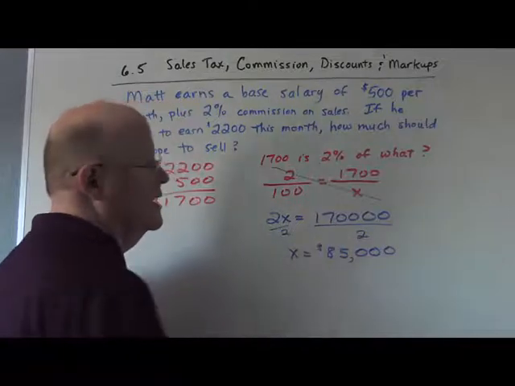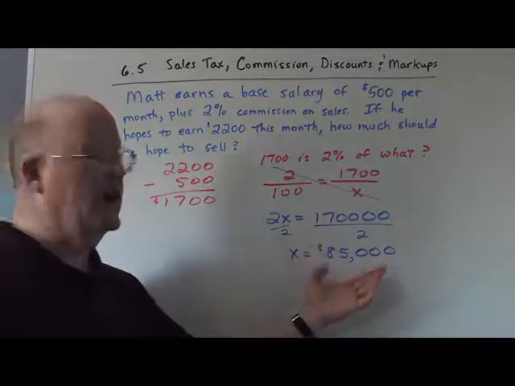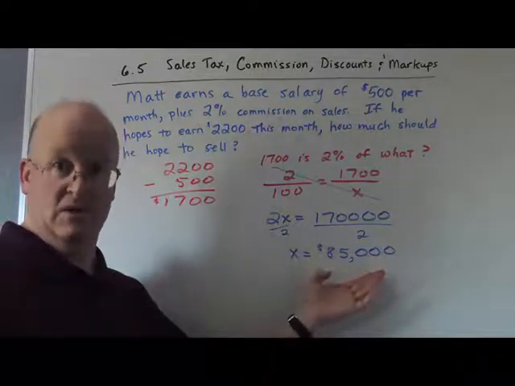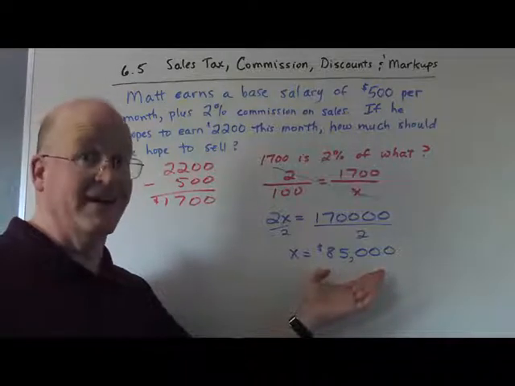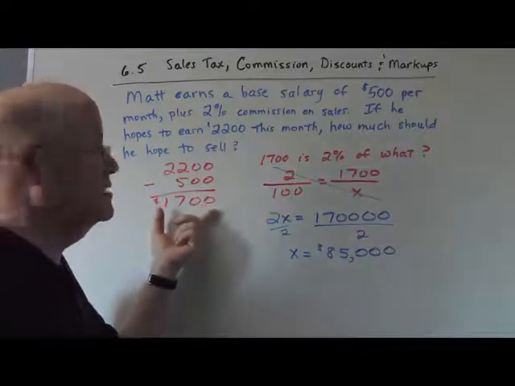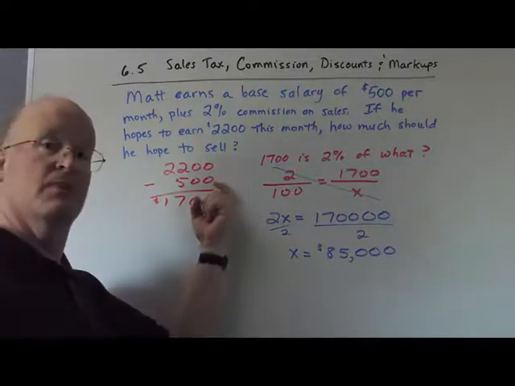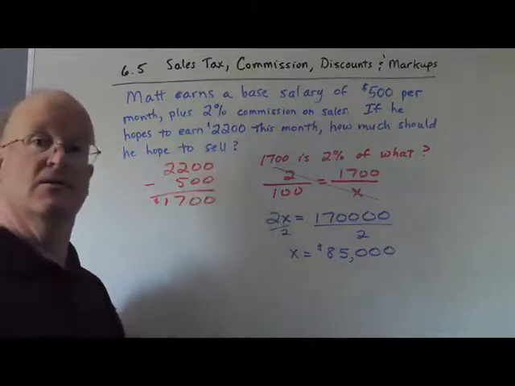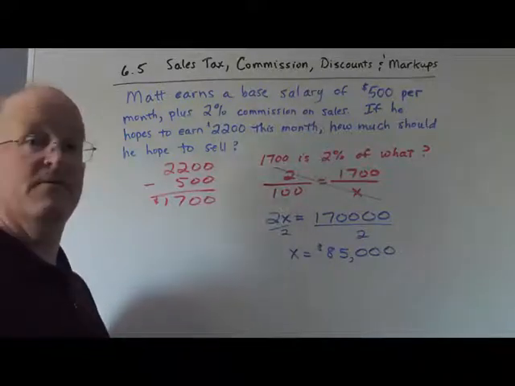And that means Matt would need to sell $85,000 worth of merchandise, or hopefully he's selling a house or something like that, in order to earn this 1,700 commission to add to his 500 base salary to earn that 2,200 that he's hoping to have this month.